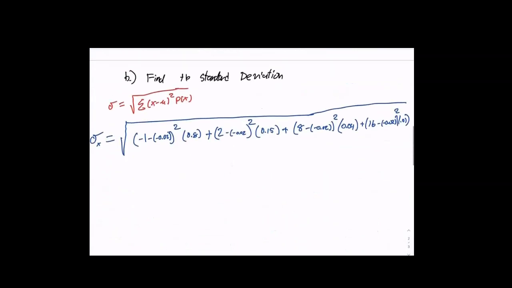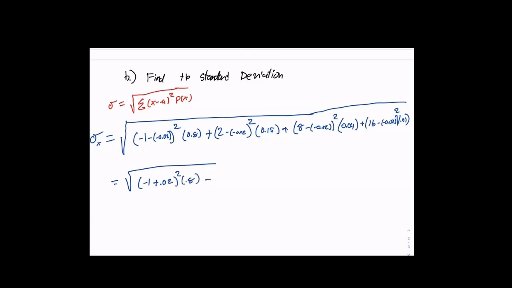So I can clean this up, and what I'm trying to say is this is (-1 + 0.02)² times 0.8, plus (2 + 0.02)² times 0.15, plus (8 + 0.02)², and the reason why it's plus is because it's minus a negative. I'm just doing this one because it's going to help me write it on my paper, plus (16 + 0.02)² times 0.01.